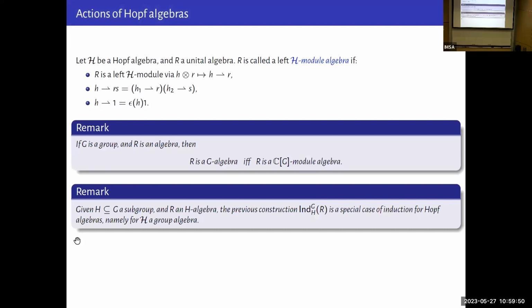So what we have is, if G is a group and R is an algebra, then saying that R is a G-algebra is the same as saying that R is a module algebra over the group algebra seen as a coalgebra.